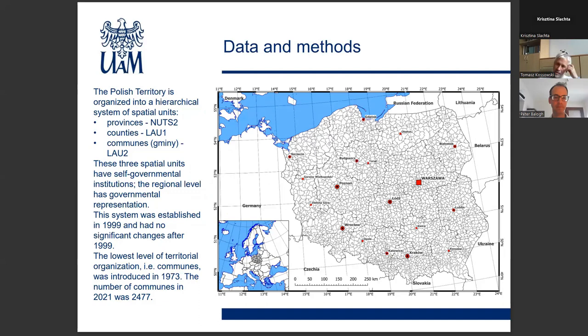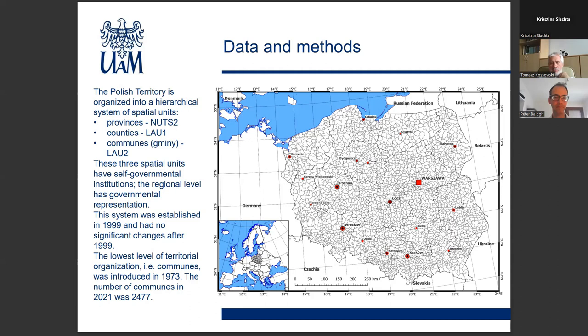Data and methods. Polish territory is divided on three levels. The first, we have provinces or regions. Only Warsaw is, in the sense of administrative units, a part of the Mazowieckie region. Then we have counties, which is LAU 1. And we have communes, gminy.